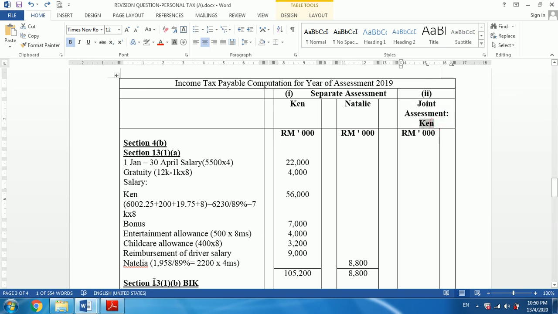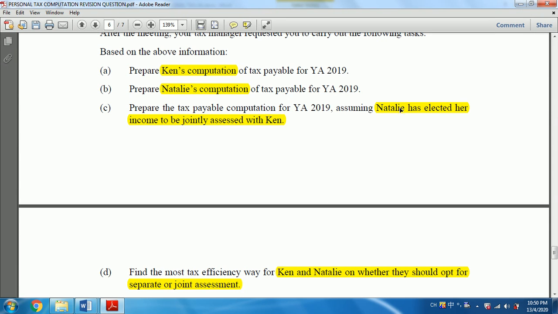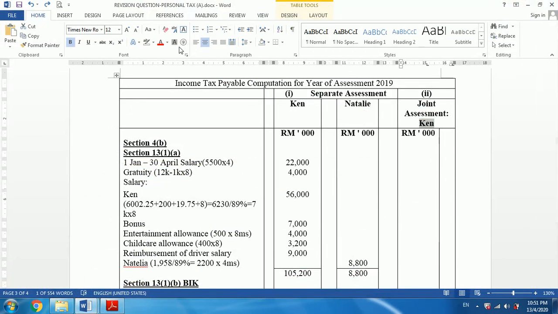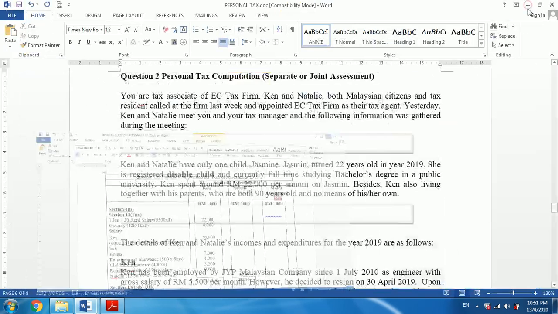under whose name? If you read through carefully, Natalie has elected all her income to be jointly assessed with Ken. This means Natalie will pass all her income to Ken, so the joint assessment will be recorded under the name of Ken. So prepare the same table like this in order to find out whether joint or separate assessment is better. I need to see a table like this when you prepare your final assessment.